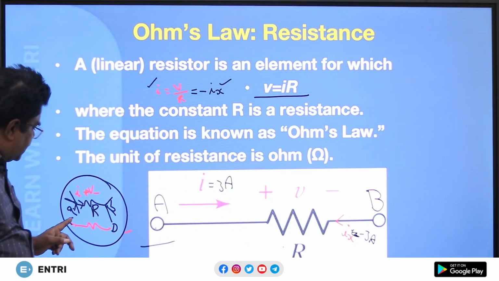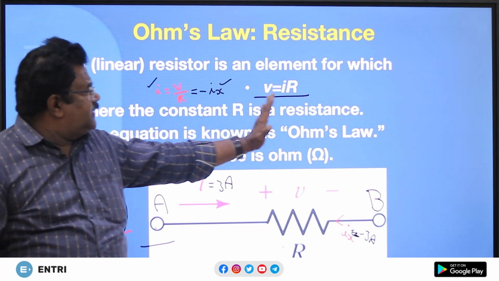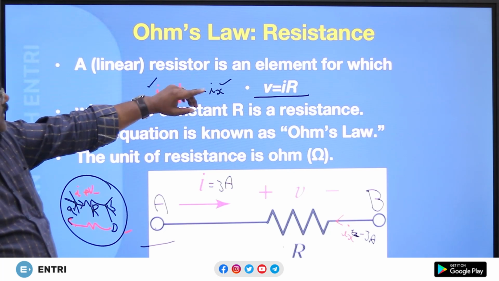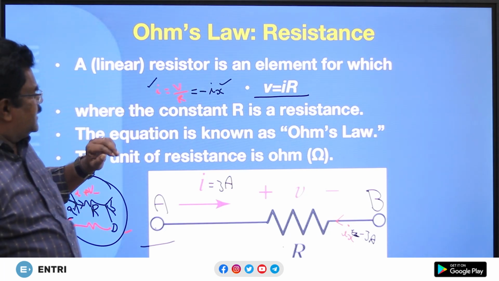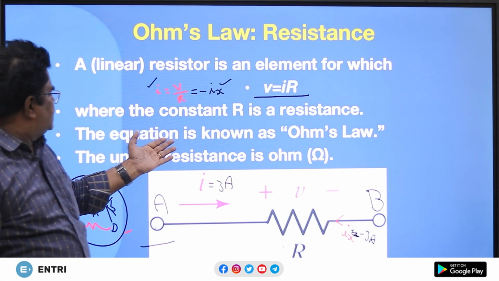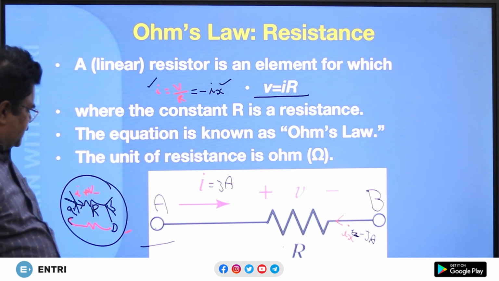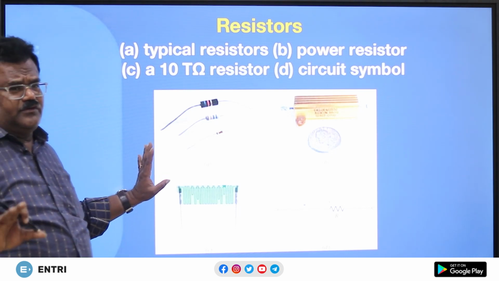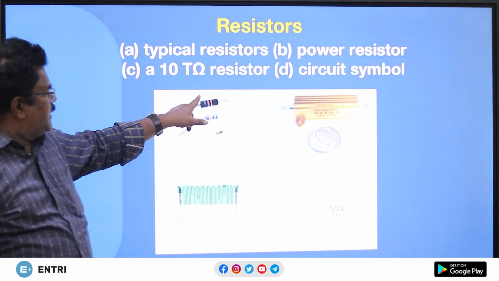if you take between the two terminals, nobody will say any other formula. A resistor is an element where the constant R is the resistance. So the equation is given as Ohm's law, mathematically. I don't want to discuss much on this. I would just like to show you that the resistors may be like this.